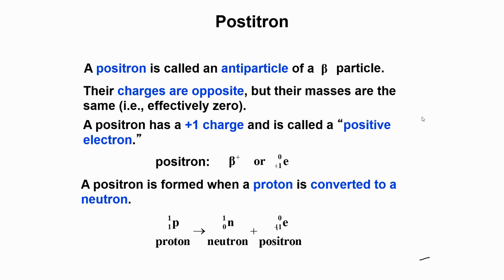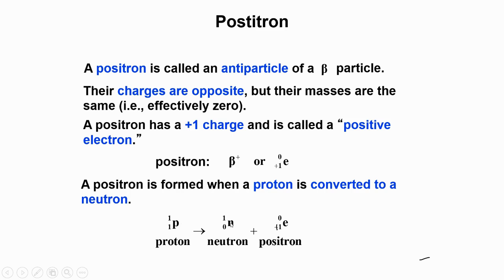The next one that is also on your list is a positron. This is just like an electron that has a positive charge. So it's the same size. It also has mass, but it's really a small mass. And it has a positive charge instead of a negative charge. So I like to think of it as a positive electron. And so this is like the opposite. A proton in the nucleus decays into a neutron and a positron.